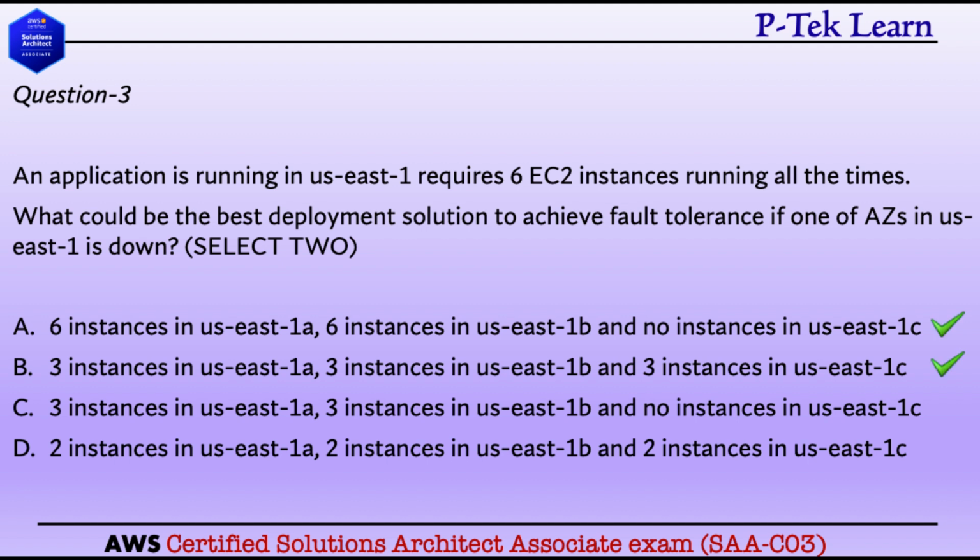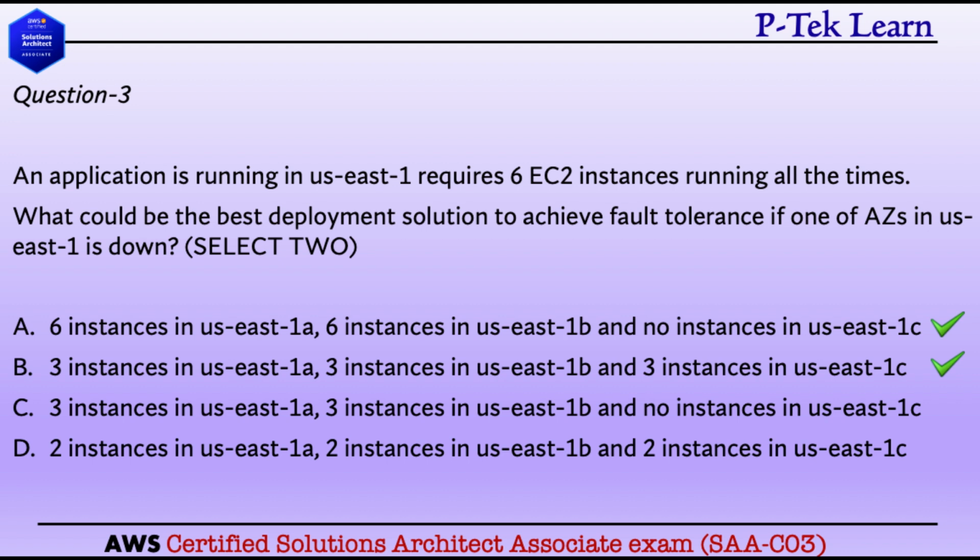So we do not need to look at the other 2 options, but just look at them. 3 instances in US East 1A, 3 instances in US East 1B, and no instances in US East 1C. Okay, so as per this option C, if East 1A instance is down, then we will have only 3 instances running in US East 1B, right? Since there are no instances running in US East 1C, we will not achieve the fault tolerance, which is our requirement here. So C is not the right answer.